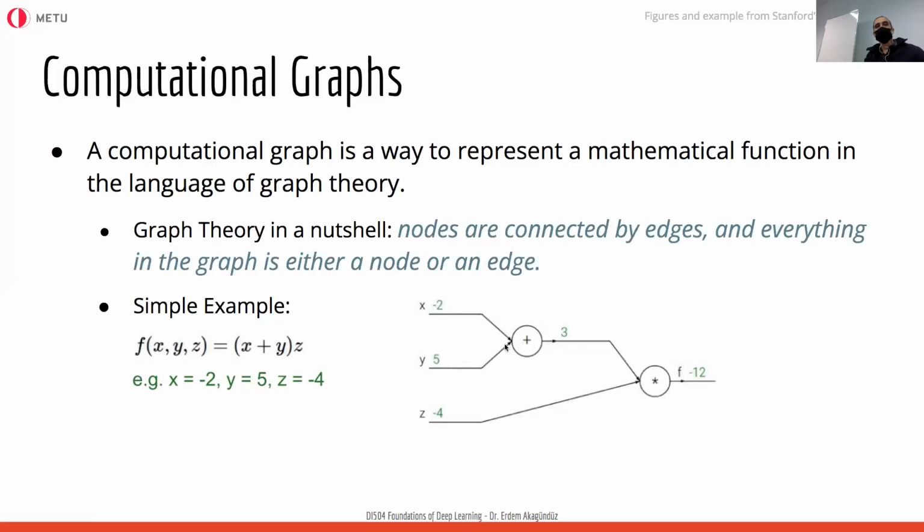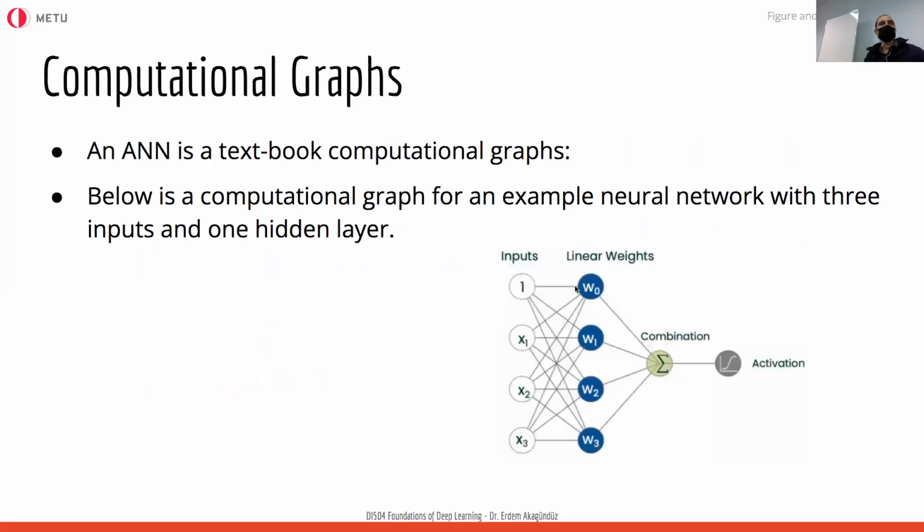So x plus y, summation operation, the inputs are these. Z is multiplied by the output of this guy. This function is represented as a graph, a computational graph. Good, simple. ANN is a textbook computational graph, guys. Any neural network can be represented as a computational graph.